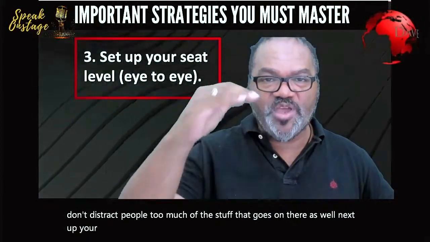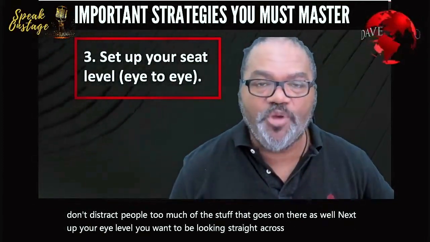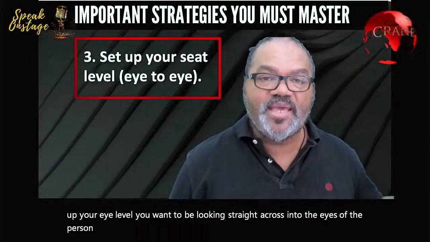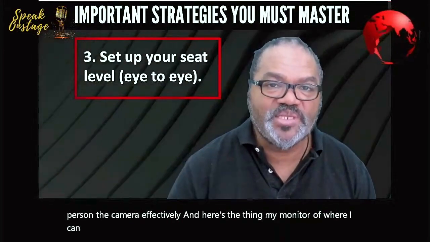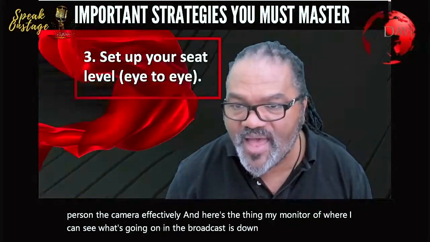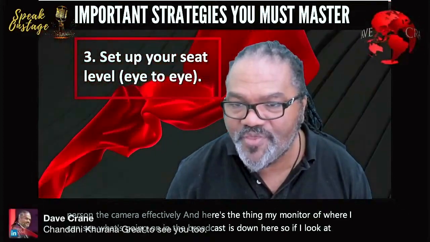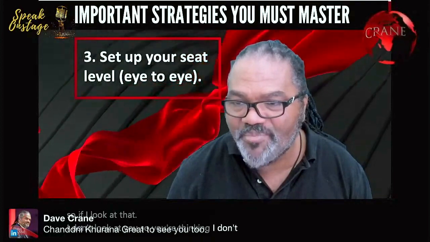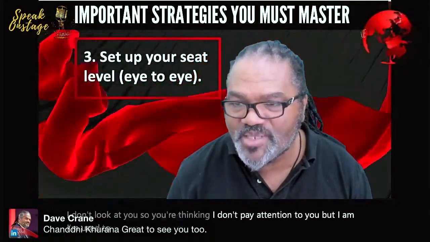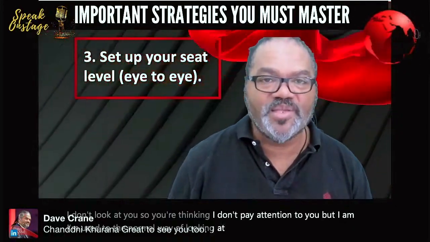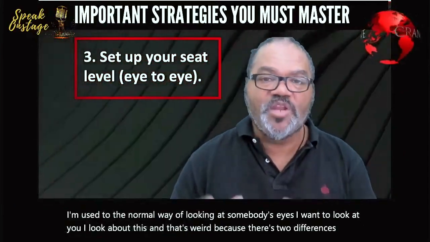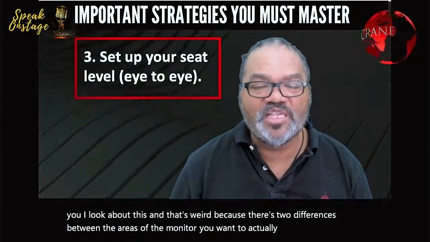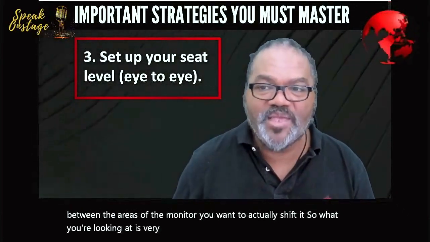Next up, your eye level. You want to be looking straight across into the eyes of the person, the camera effectively. And here's the thing, my monitor where I can see what's going out in the broadcast is down here. So if I look at that, I don't look at you. So you're thinking I don't pay attention to you, but I am. I'm used to the normal way of looking at somebody's eyes. If I want to look at you, I look up at this. And that's weird because there's two differences between the areas of the monitor. You want to actually shift it so what you're looking at is very close to where you are. So that makes it a lot easier.